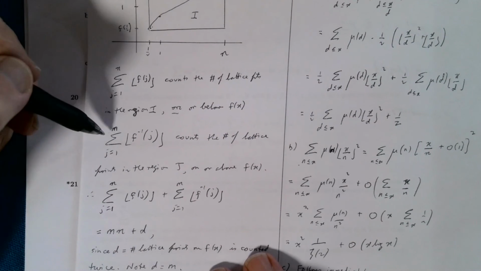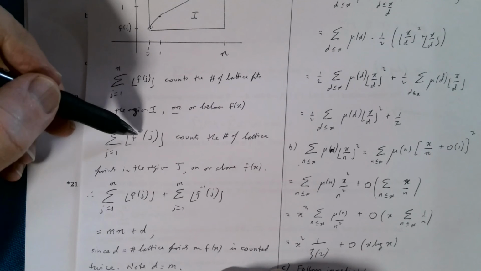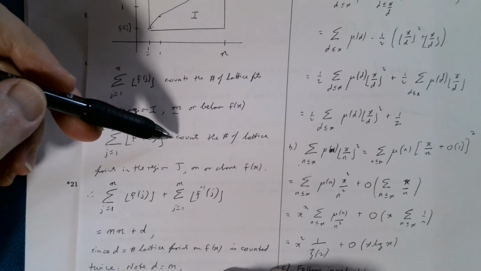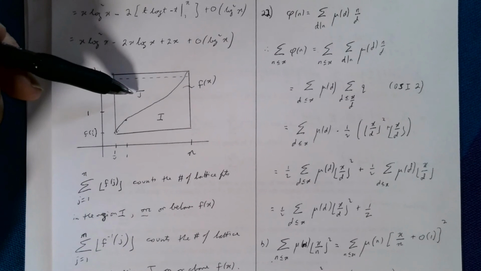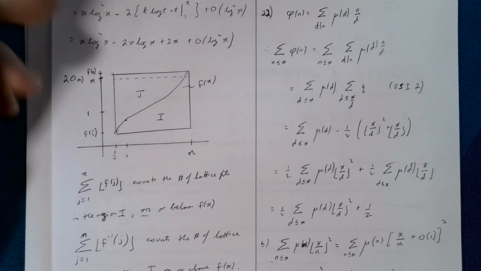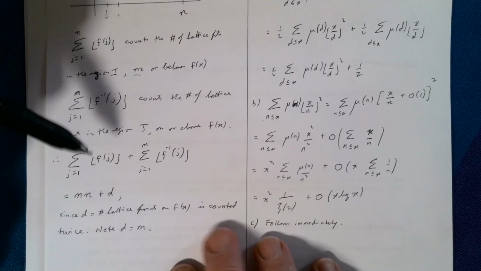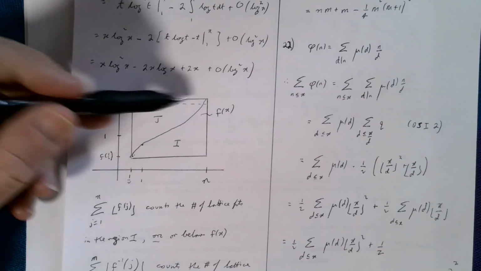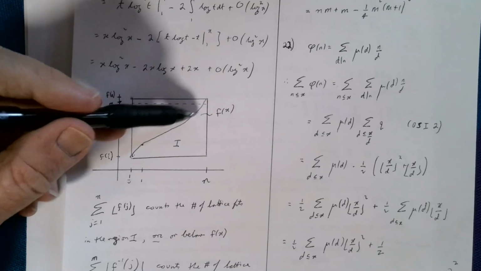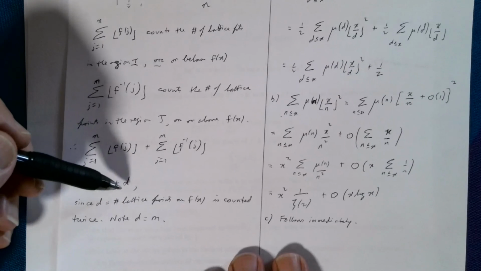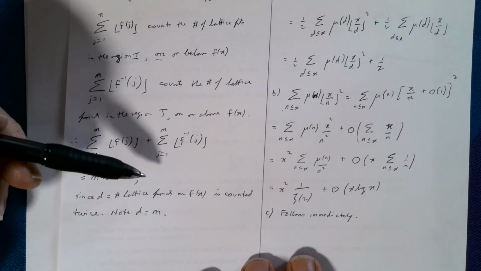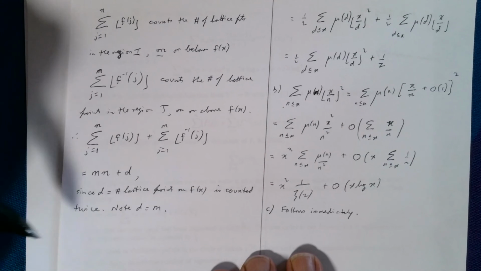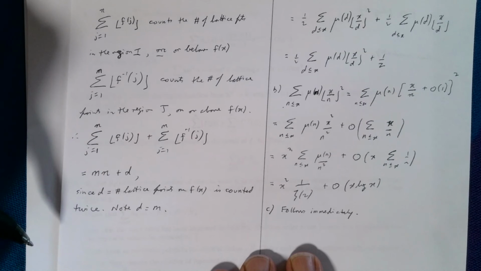So the other sum, j equals 1 to m of the floor of f inverse of j, counts the number of lattice points in this region J, which is above or possibly on the curve. And so when we add these two sums together, we're just going to get the area of this rectangle, which is m times n, but we've counted the points on the curve twice, once for each sum. So I have a plus d here, where d is the number of lattice points on f of x, because it's counted twice, and this d, of course, turns out to be just m. It's the floor of f of n.